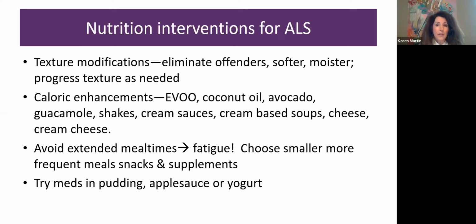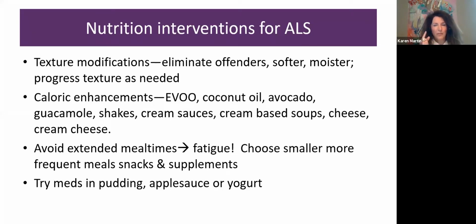Another thing, it's often advantageous to take medications in a vehicle that makes it not run down so fast. A lot of times we have trouble with the meds. If you try incorporating them in pudding, applesauce, or yogurt, it kind of slicks it up, but it also doesn't run down so fast that you choke on it. So the water and the meds are kind of that mixed texture type thing.